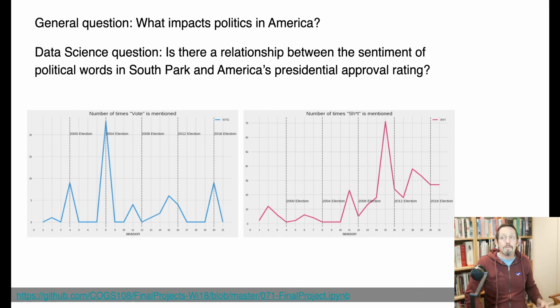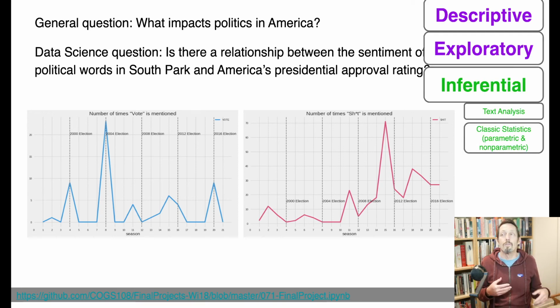So let's get some data. Let's look at the number of times the word vote is mentioned during the South Park episodes. Okay? Or the number of times this censored word is mentioned, right? And we can use data like this to see and correlate and look at presidential approval rating at the same time as these episodes of the cartoon.